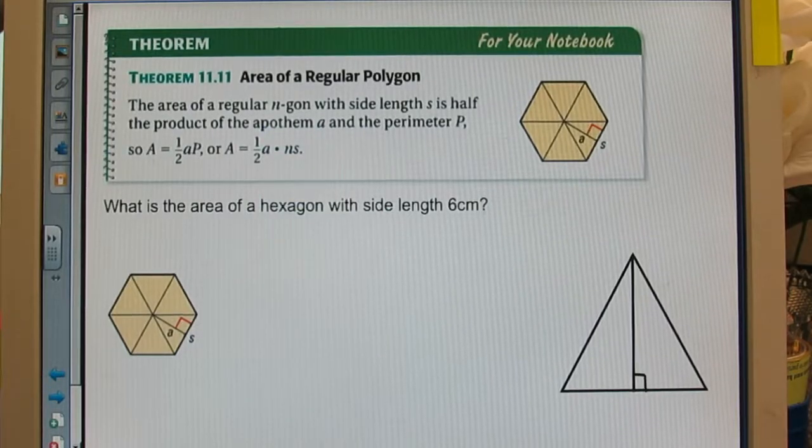So the area of a regular n-gon with side length S is half the product of the apothem A and the perimeter P. Or if you don't know the perimeter, you can also do 1/2 the apothem times the number of sides times a singular side length. So what would be the area of a hexagon with side length 6 centimeters?